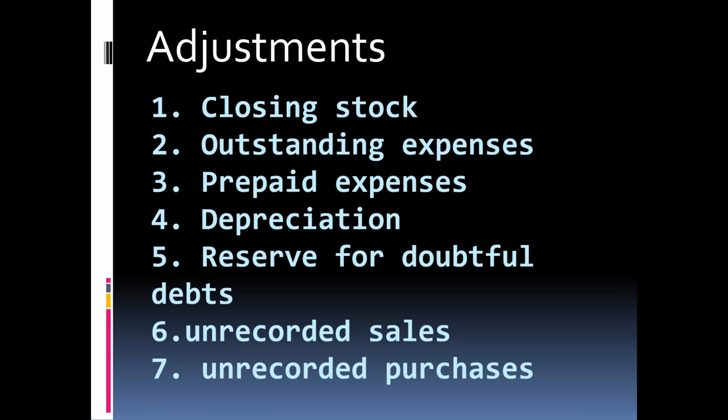Unrecorded sales. This is an adjustment. Sales have been done, but the entry has not yet been recorded in the books. These are called unrecorded sales. Effect for this will be added to the trading account on the credit side. It will be added to the sales. Also, the other effect will be recorded on the balance sheet asset side. Under the head debtors, unrecorded sales will get added.